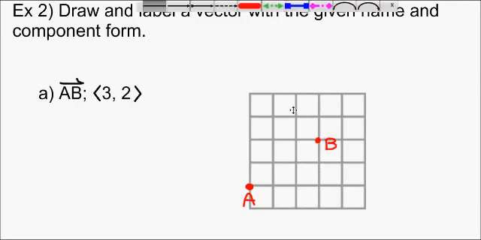And moving from A to B. So make sure you start your arrow on the point A here, and make the arrow point to the point. You want it to end right at that dot. So this is vector AB.